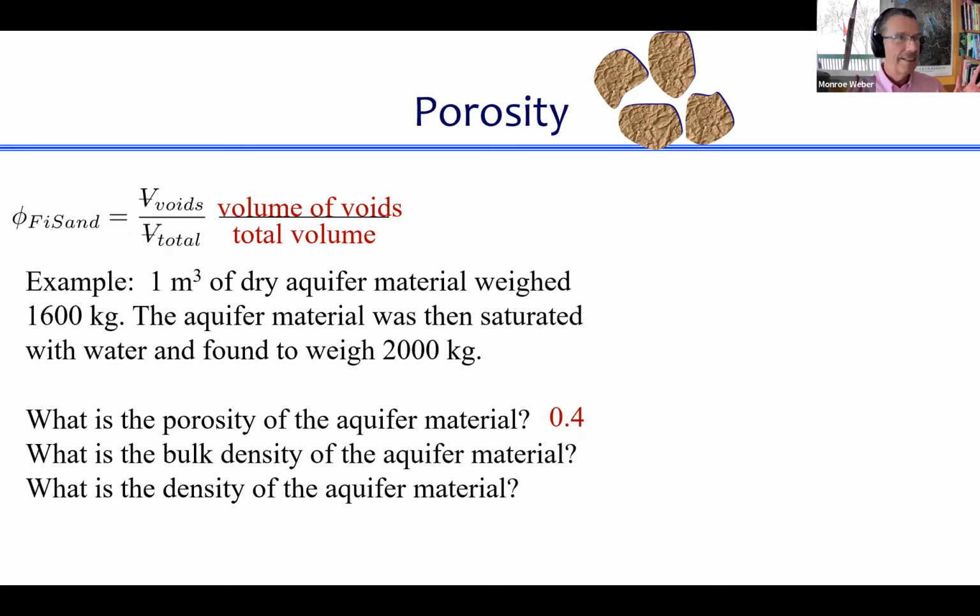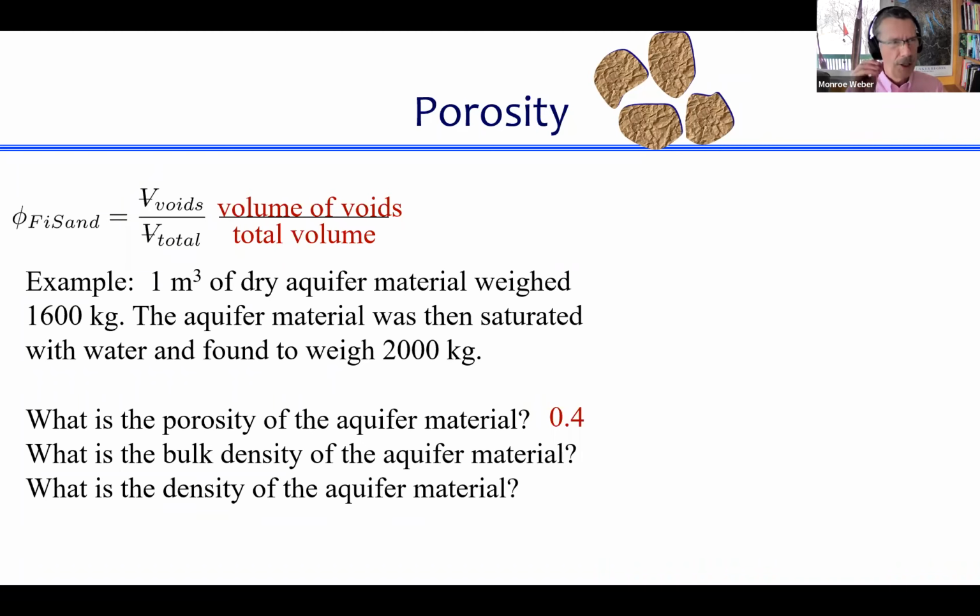And by the way, that's kind of the standard accepted porosity. It varies a little bit, but if you have a well-graded material of uniform size, that's roughly what the porosity is. What about the bulk density of the aquifer material?